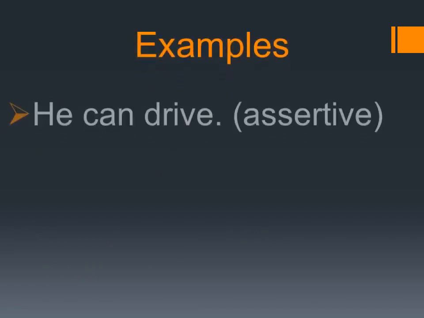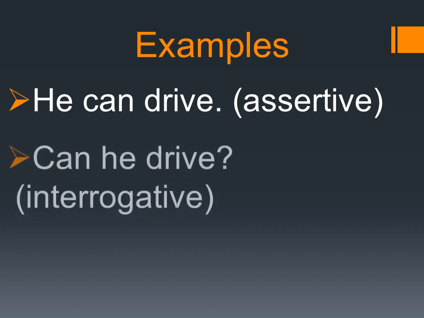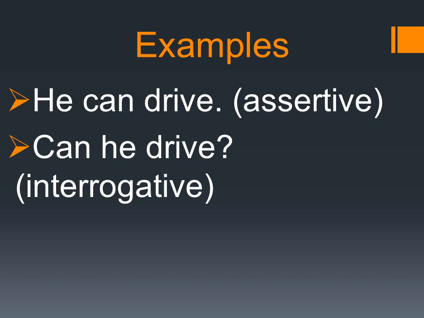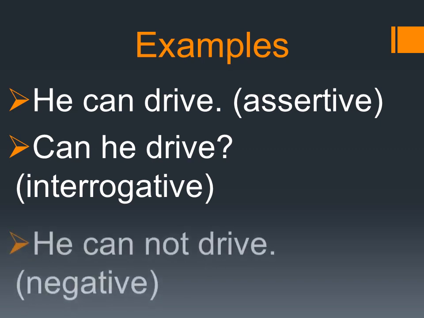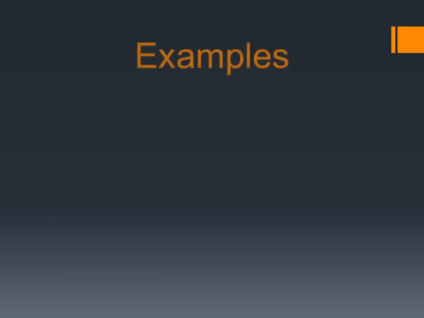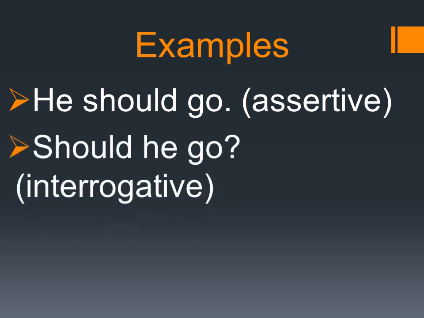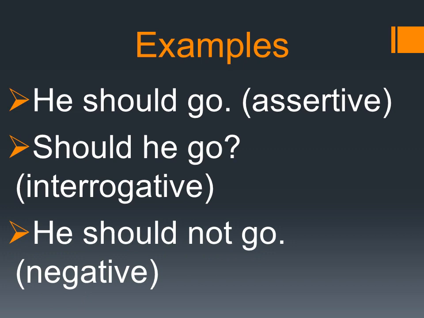Now, third example, he can drive. Here can is our auxiliary. Its interrogative will be: can he drive? And negative will be: he cannot drive. He should go. Its interrogative: should he go? Its negative: he should not go.